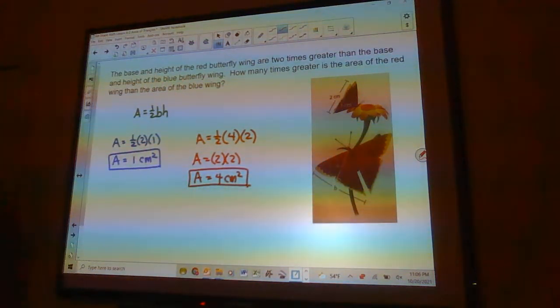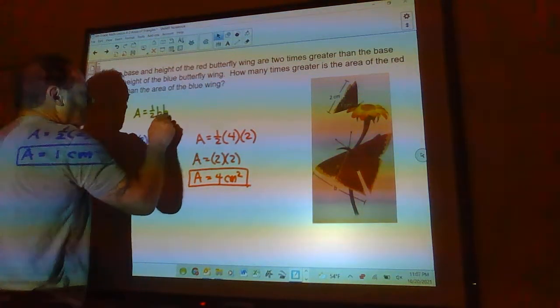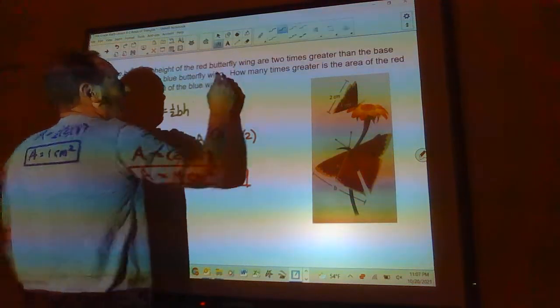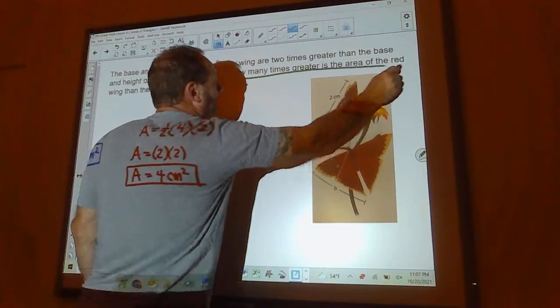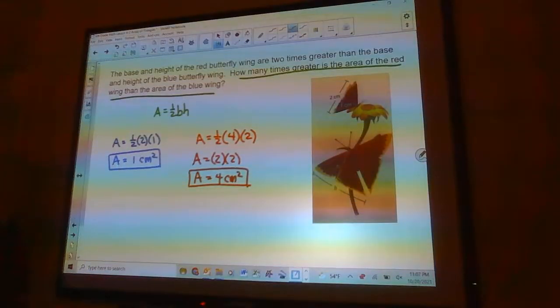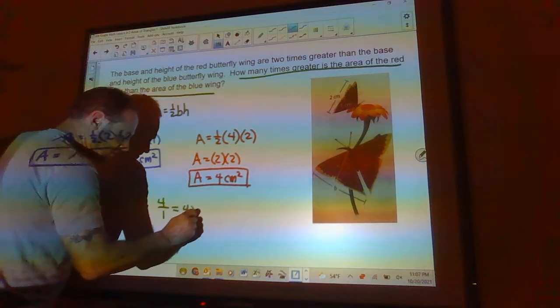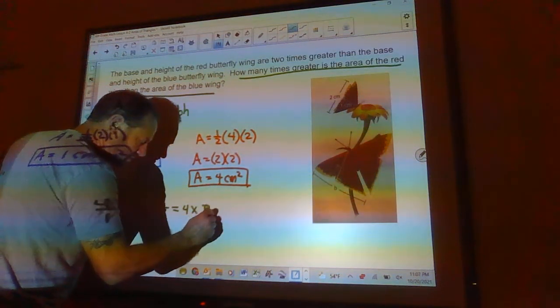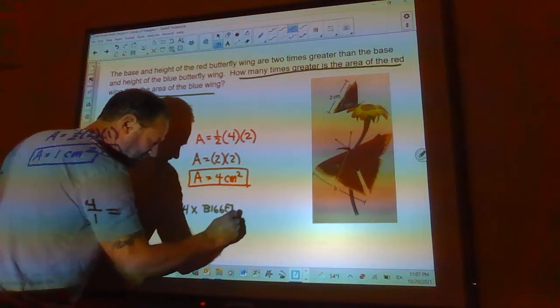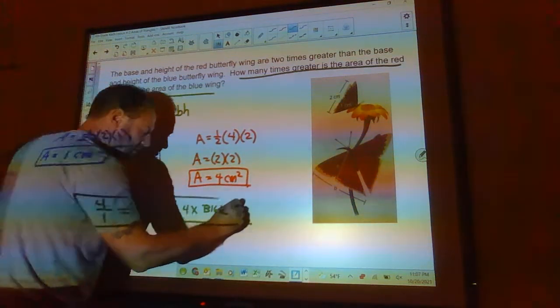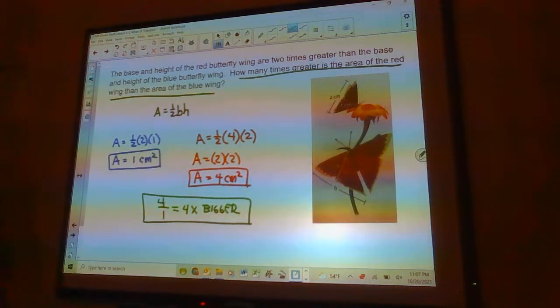Okay, but neither one of those actually answered the question. The question is, how many times greater is the area of the red wing than the area of the blue wing? Well, it's 4/1, or 4 times bigger. That is the actual answer to the question right there.